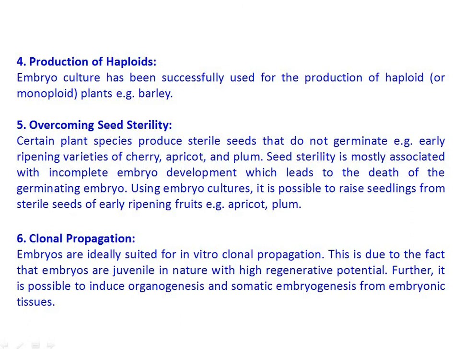Next one is production of haploids. Embryo culture has been successfully used for the production of haploids, overcoming seed sterility. Certain plant species produce sterile seeds that do not germinate. For example, early ripening varieties of cherry, apricot, and plum. Seed sterility is mostly associated with incomplete embryo development, which leads to the death of the germinating embryo. Using embryo culture, it is possible to raise seedlings from the sterile seeds of early ripening fruits.